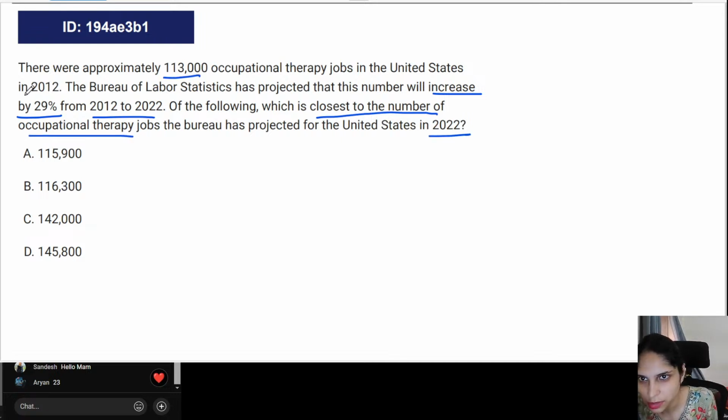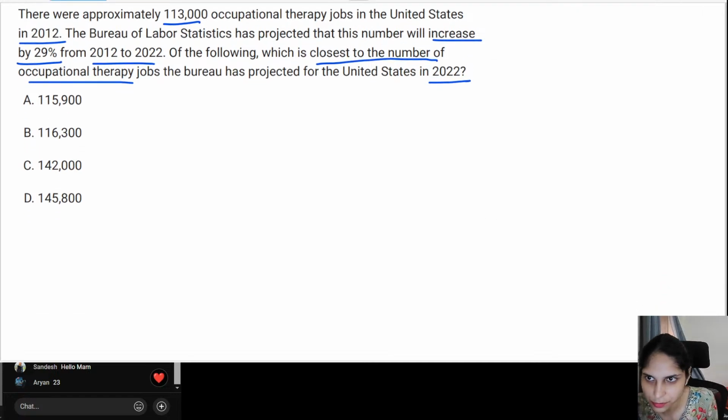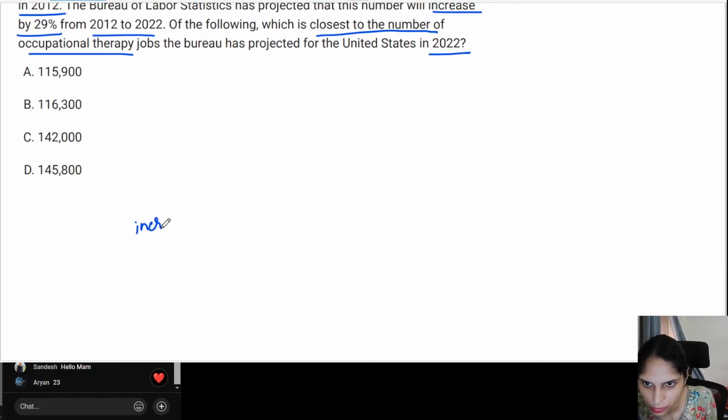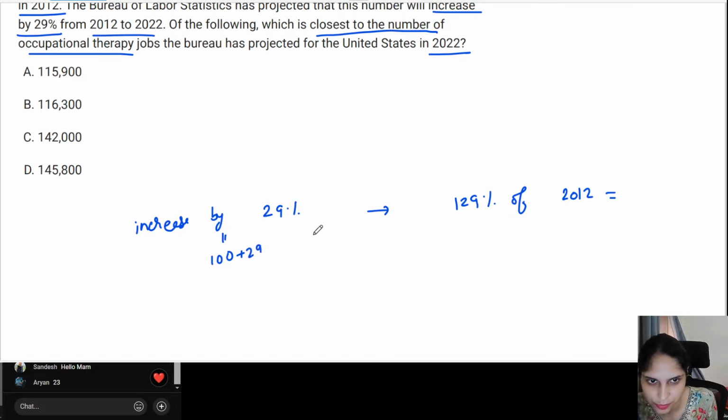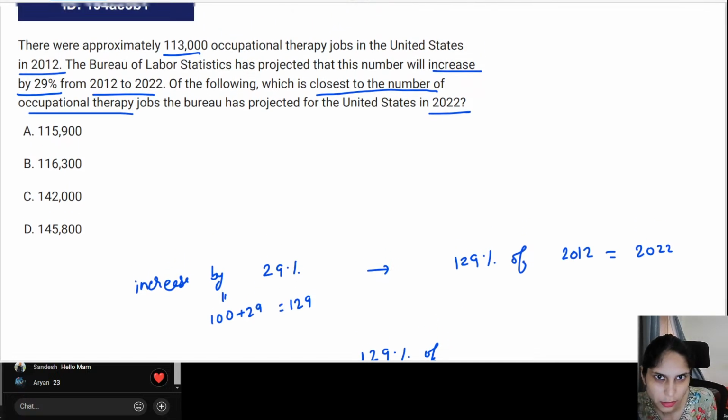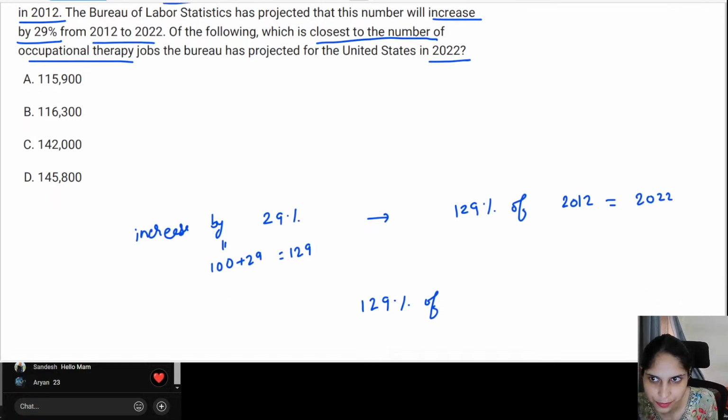There were 113,000 in 2012. So increase by 29% means 129% of 2012, because you have to do 100 plus 29, since originally it is 100%. And that is going to be equal to the 2022 number. So you just have to write in Desmos 129% of 113,000.